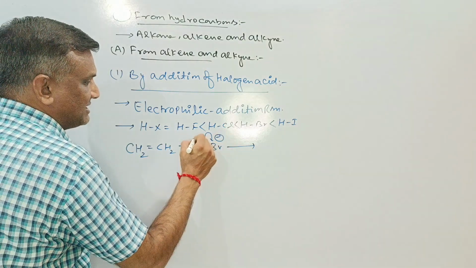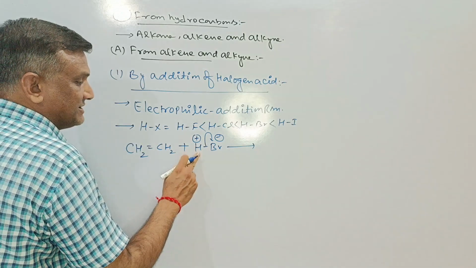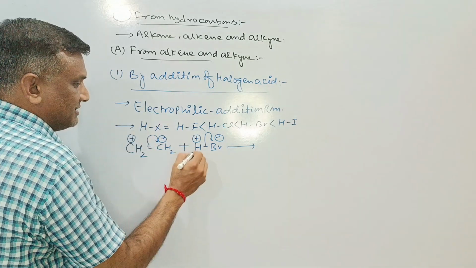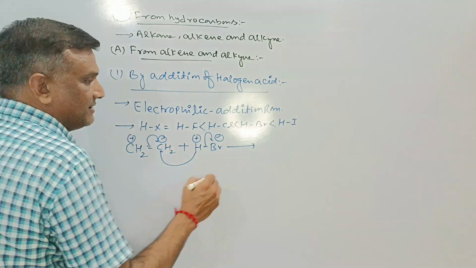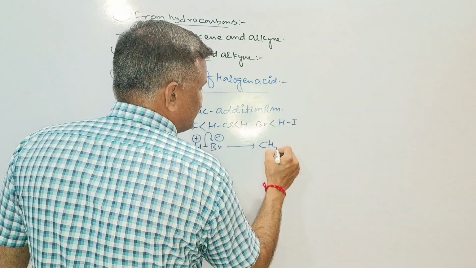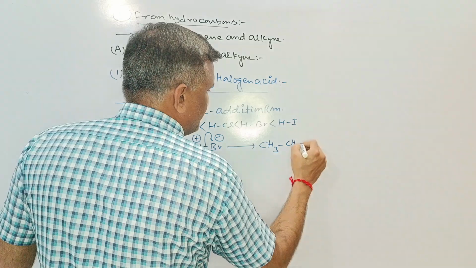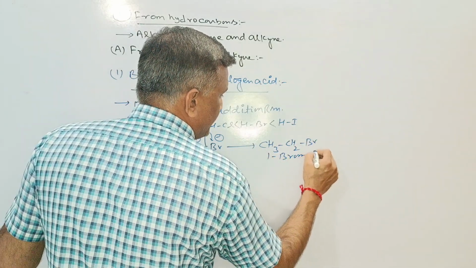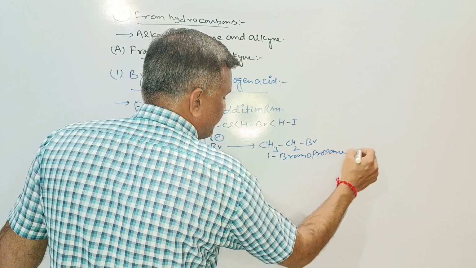The electronegativity of Br is larger than H. Due to the presence of the electrophile, one of the carbon withdraws the shared electron like this. This H+ attacks over here. So here will be the formation of CH3CH2Br, 1-bromopropane.